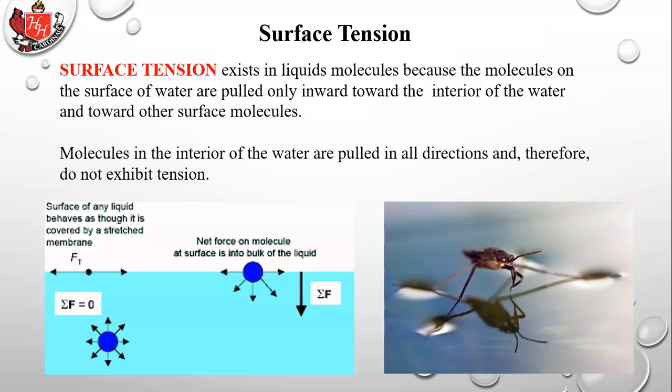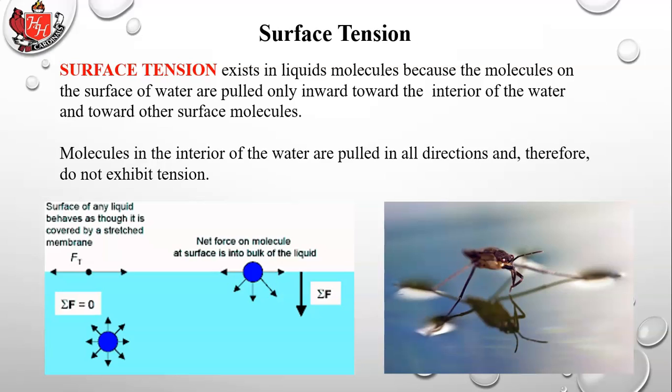Surface tension exists in liquid molecules because the molecules on the surface of water, and it's not just water, but water is the common example, are pulled only inward toward the interior of the water and toward other surface molecules. Molecules in the interior of the water are pulled in all directions and therefore do not exhibit this tension. So you can see that illustrated below. A water molecule inside the liquid is pulled in all directions by polar bonds, by dipole-dipole interactions with other water molecules, so it doesn't feel tension in any one direction.